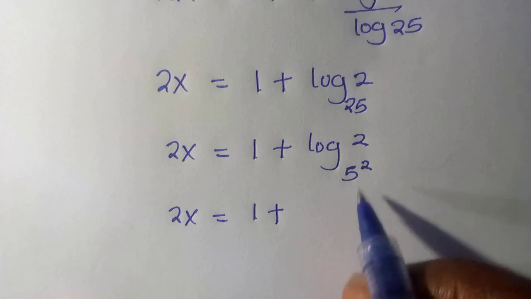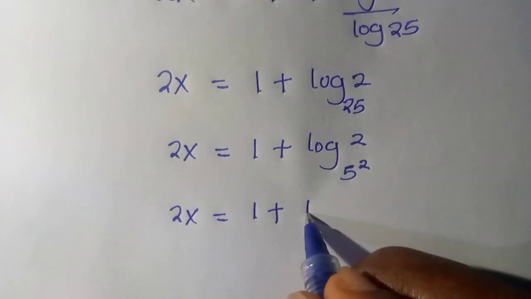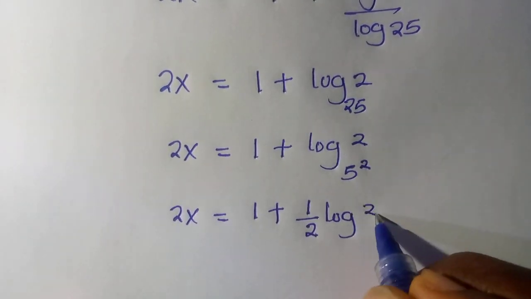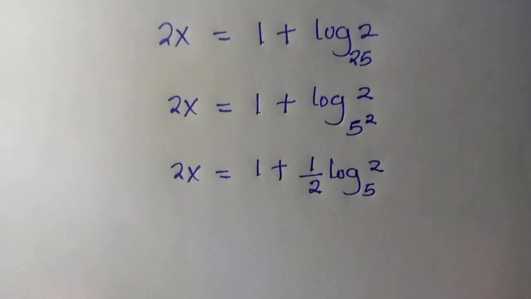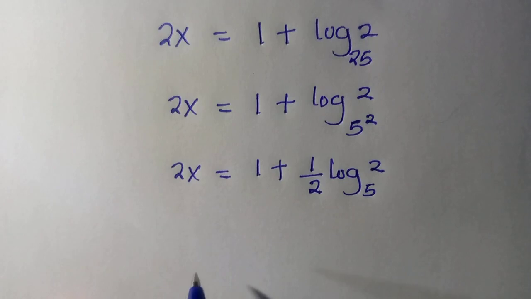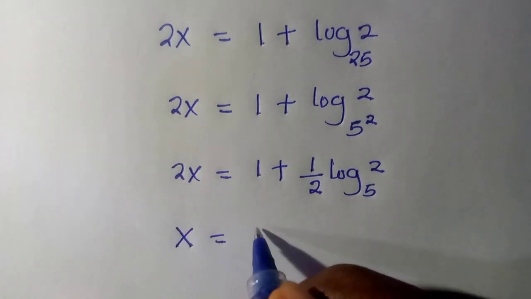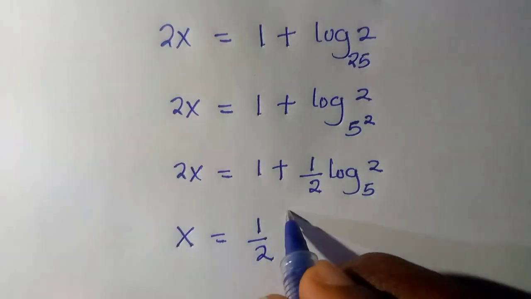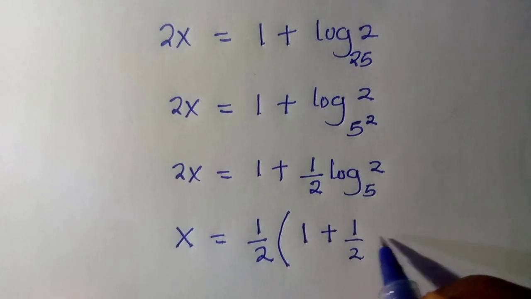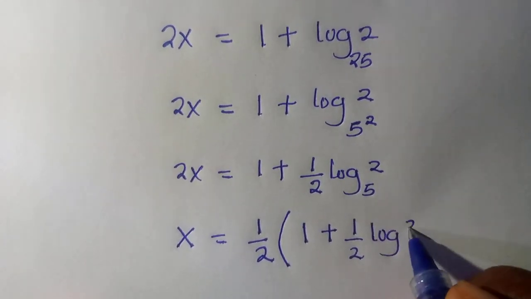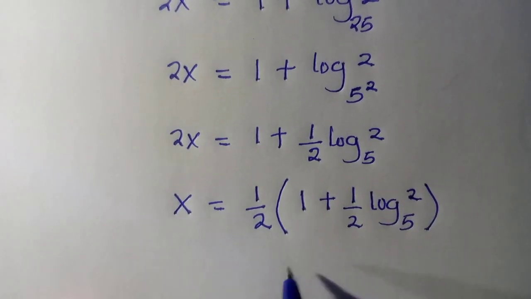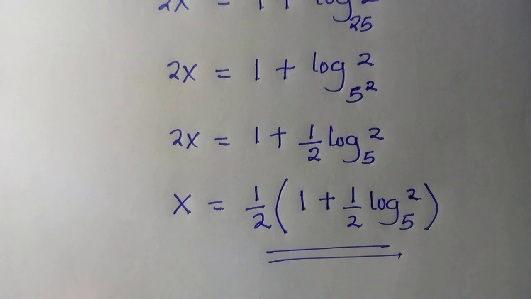2 and the base has a power, we take the power as the reciprocal, which is 1 over 2, then log 2 base 5. So by multiplying through by 1 divided by 2, we are going to have x equals 1 over 2 into bracket of 1 plus 1 over 2 log 2 base 5. And here is the result to this problem.